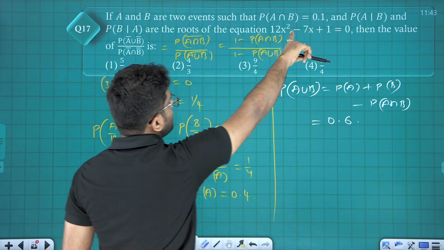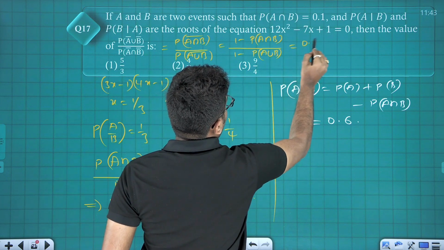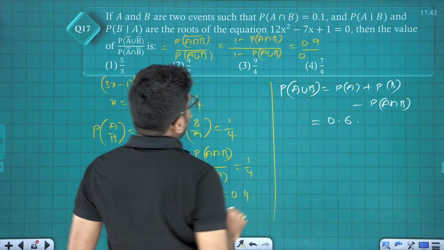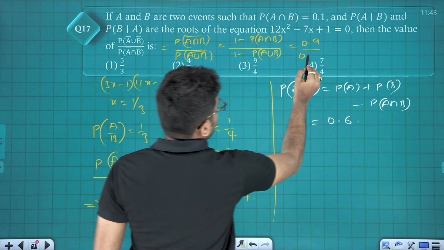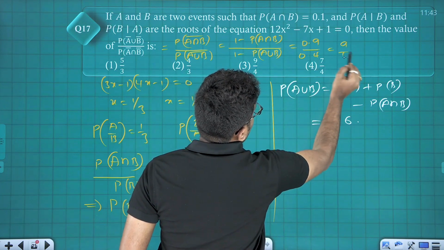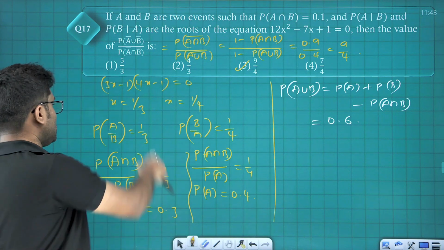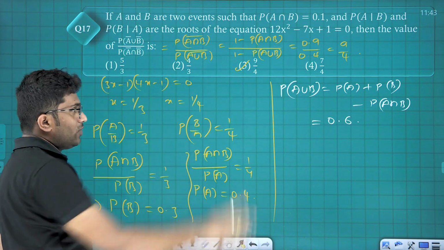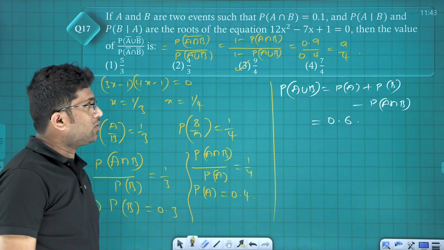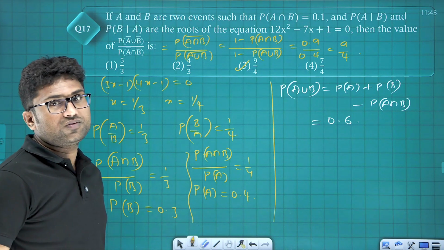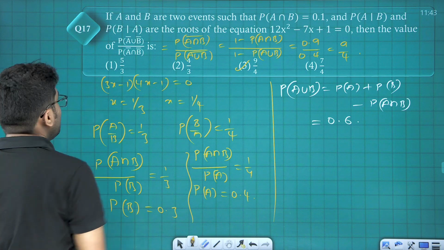P of A intersection B is 0.1. 1 minus 0.1 is 0.9, divided by A union B, which is 0.6. 1 minus 0.6 equals 9 by 4, option C. Simple. This is the thing that we require, boss. There is nothing in it actually. Probability. Very good and easy question from probability it is.